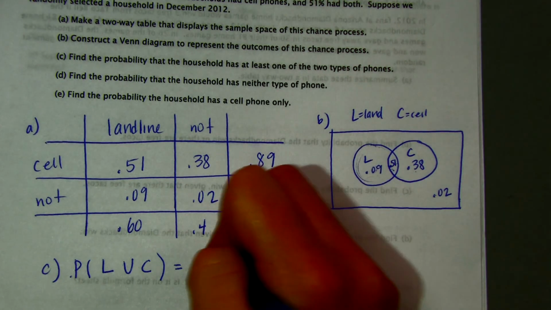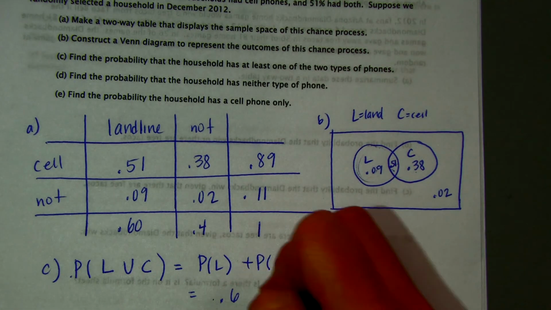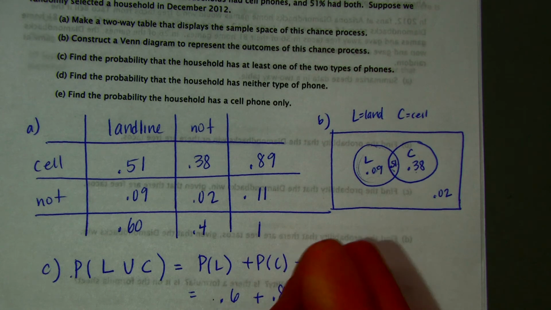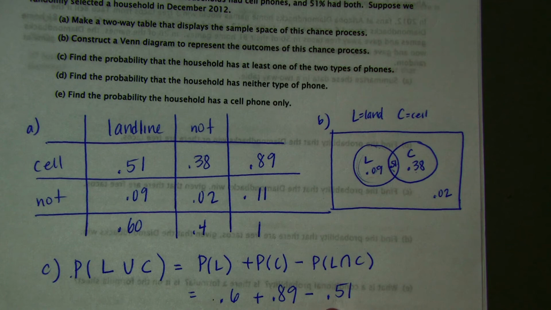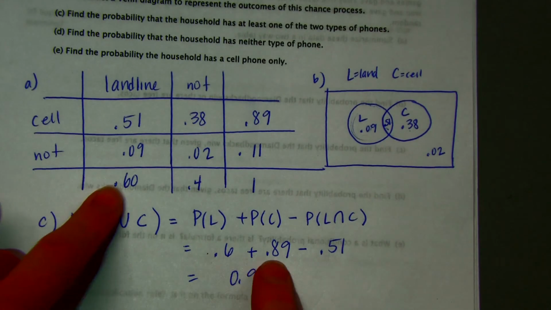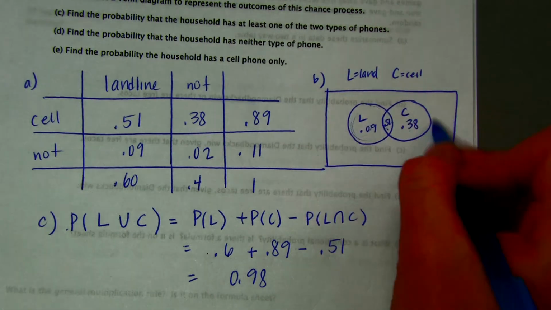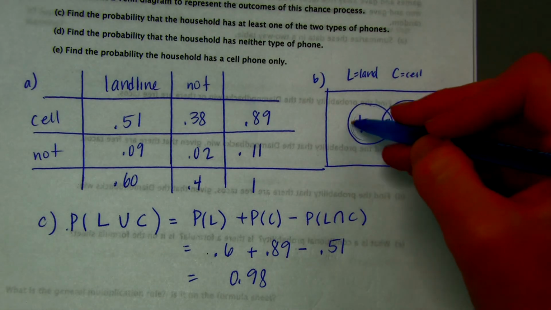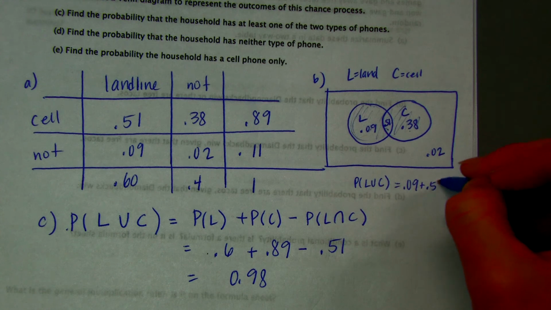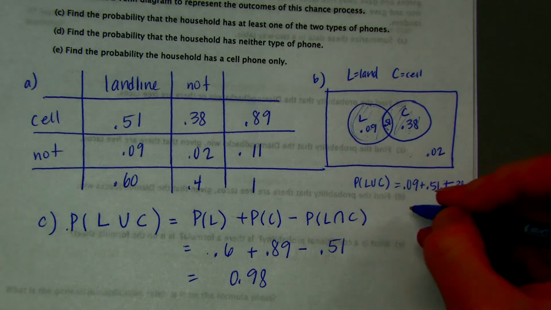Okay, so the probability of L plus the probability of C minus the probability of L and C. So the probability of L is 0.6, the probability of C is 0.89, minus 0.51, and you get 0.98. So I want to point out to you that these values I got right from the table. Landline is 0.6, cell phone is 0.89, minusing out the 0.51. It's actually easier, in my opinion, to get this probability just from the diagram. From the diagram, remember that the OR means these three things. So P of L or C is 0.09 plus 0.51 plus 0.38. You can just add this plus this plus this, and that way you're not double counting that 0.51. You end up with the same answer.